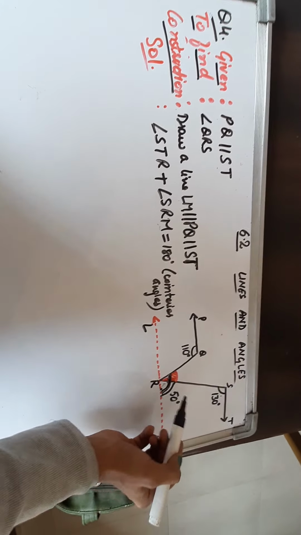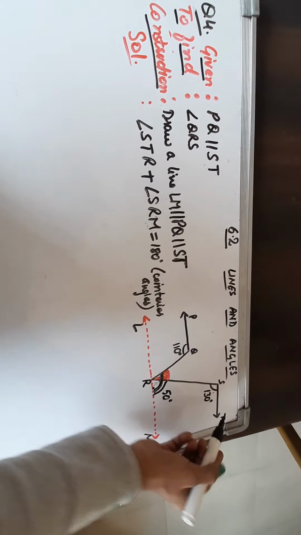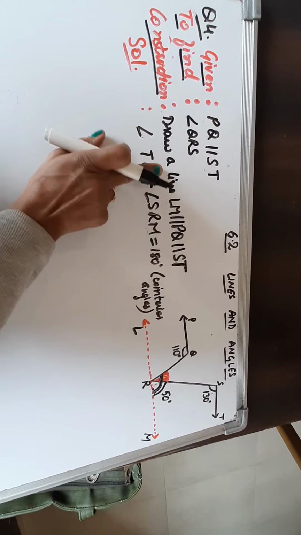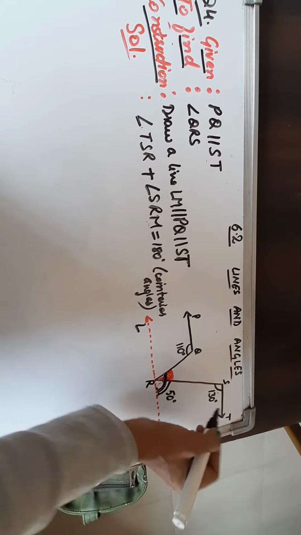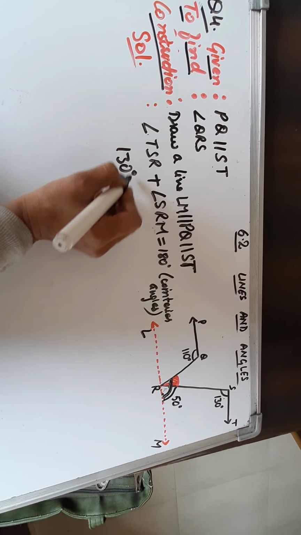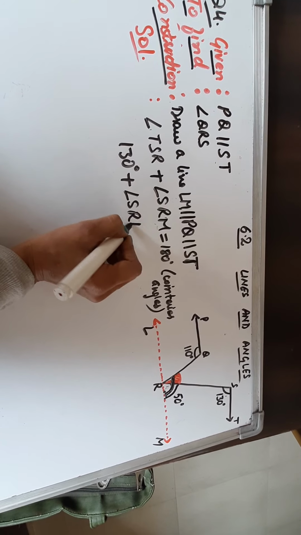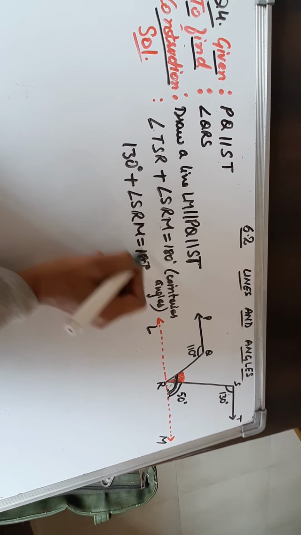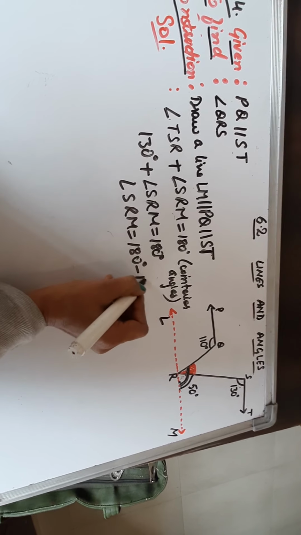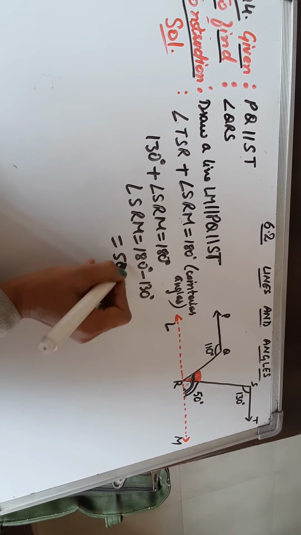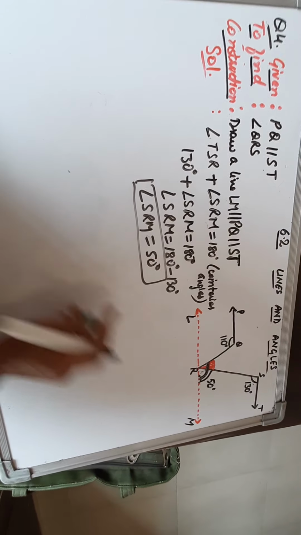Now this angle is TSR, it is given to us as 130 degrees, plus angle SRM, which we need to find out, is equal to 180 degrees. So from here we'll get angle SRM as 180 degrees minus 130 degrees, that is 50 degrees, right? So this is the first part.